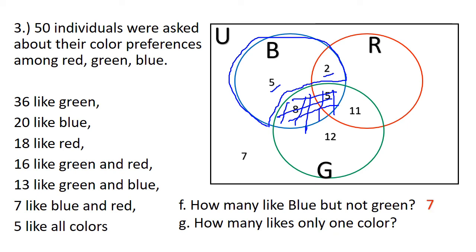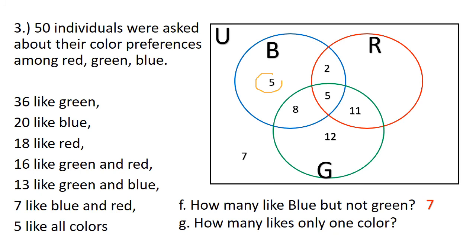Next, how many like only one color? So we are going to determine all the sets which have distinct elements. Blue has 5 distinct elements, and then green has 12 distinct elements. For red, we have 0. So we will only add 5 plus 12, and that will give us 17.